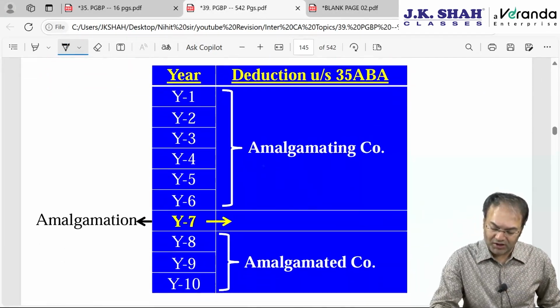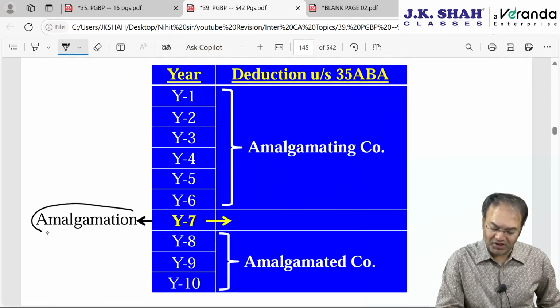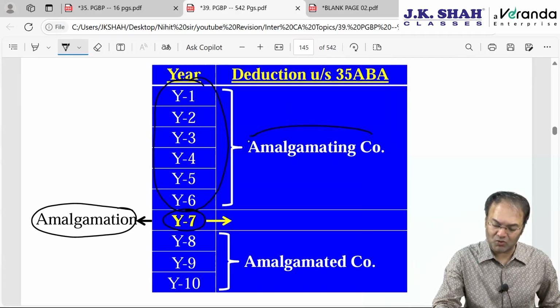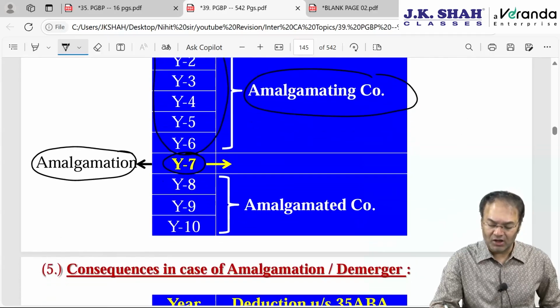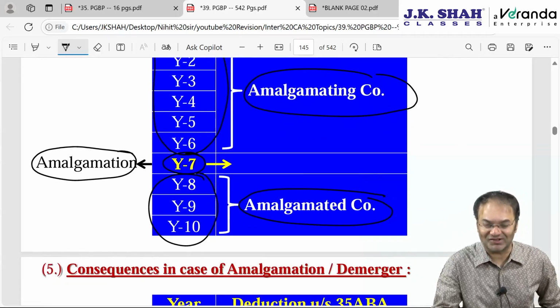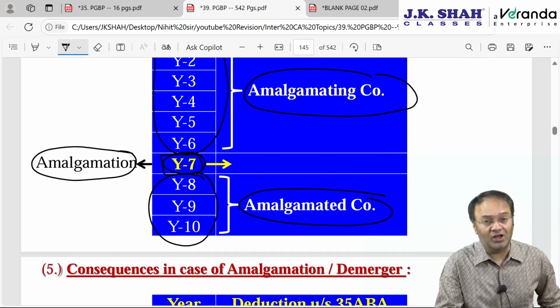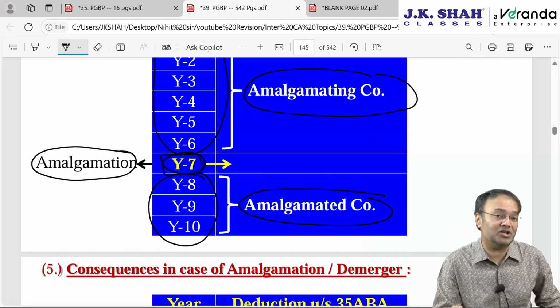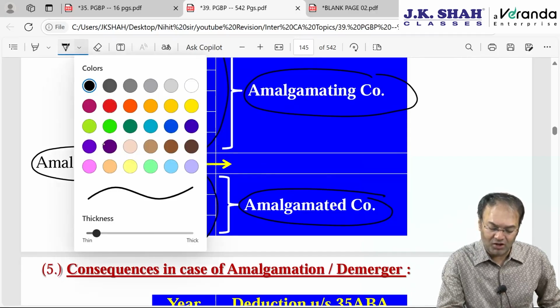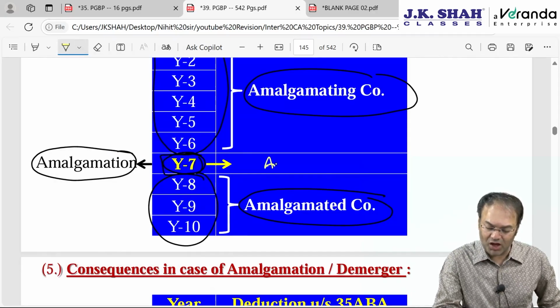Suppose there are 10 years, deduction is allowed for 10 years. In the 7th year amalgamation takes place, then for the first 6 years deduction would be allowed to the amalgamating company, the predecessor. From next year onwards, the last 3 years deduction will be allowed to the amalgamated company, the successor. The problematic child is only the year of amalgamation. Even if amalgamation takes place on the last day, 31st March, then also it will be entirely allowed for this year to the amalgamated company, the successor company.